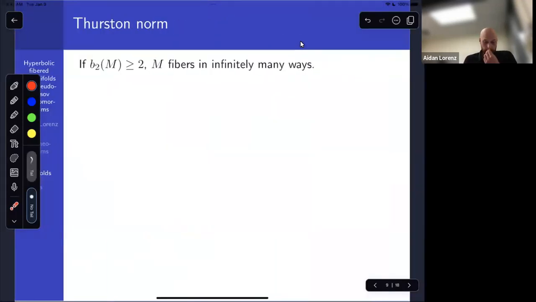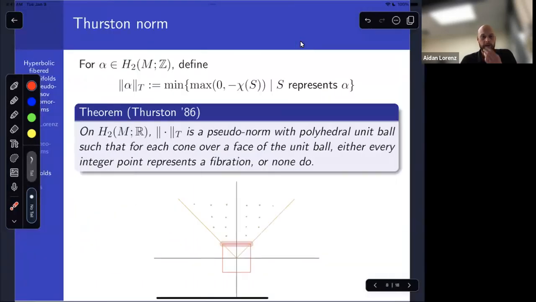Right, so as I just said, if the Betti number is larger than or equal to 2, M fibers in infinitely many ways. So we get our hands on infinitely many pseudo-Anosov monodromies. By the way, why does the Betti number need to be greater than or equal to 2? Well, if it's 1, then the fibered cones are just lines, and really we only care about primitive points in homology here, because if you have a non-primitive point, then the simplest surface representative is a disjoint union of surfaces, and we really only care about pseudo-Anosovs on connected surfaces. So anyway, primitive points are the ones we care about.